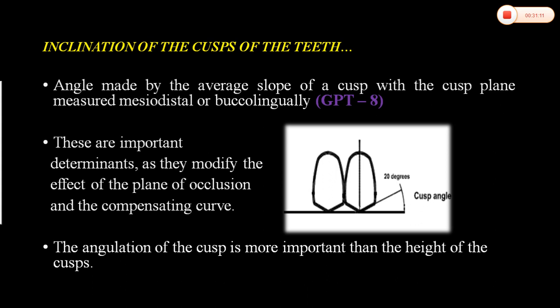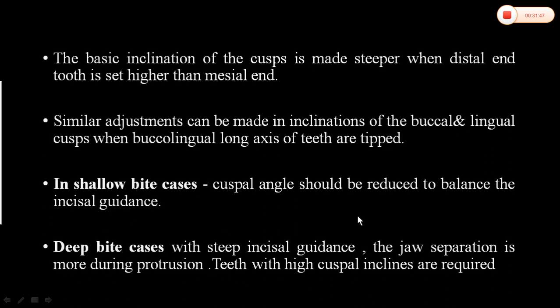The cuspal angle is very important because according to this, the plane of occlusion and compensating curve are determined. If you keep a steep cuspal angle, the compensating curve will be steep. If you keep a lesser angle of the cusp, you create a less compensating curve. The angulation of the cusp is more important than the height of the cusp. We don't want the height of the cusp; the angle of the cusp is important.